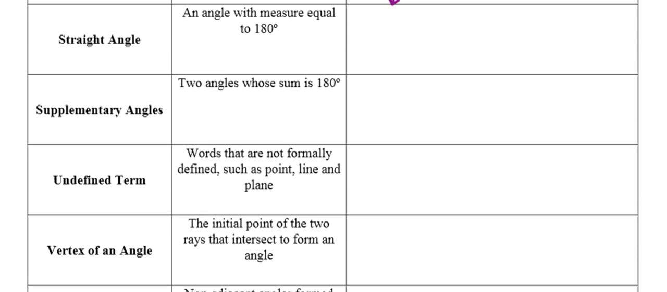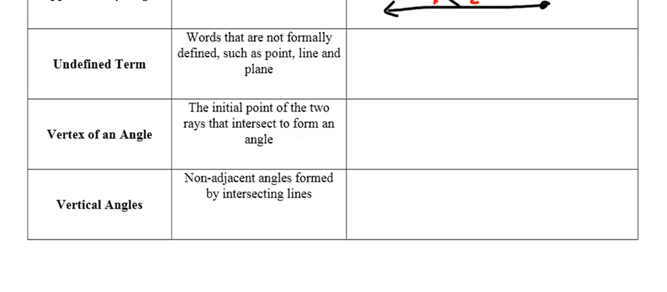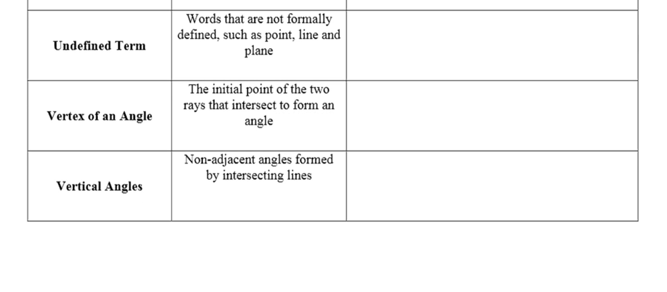A straight angle, you should recall, is an angle whose degree measure is equal to 180 degrees. Supplementary angles are going to be two angles whose sum is 180 degrees. So these guys here, we would say angle 1 is supplementary to angle 2, or in other words, the measure of angle 1 plus the measure of angle 2 equals 180 degrees. An undefined term is a word that we don't formally give a definition for, such as point, line, and plane, but it's generally understood what they mean.